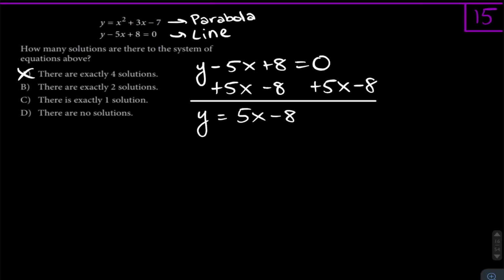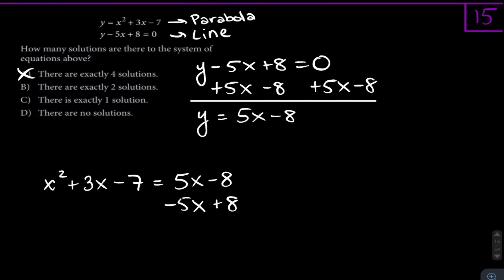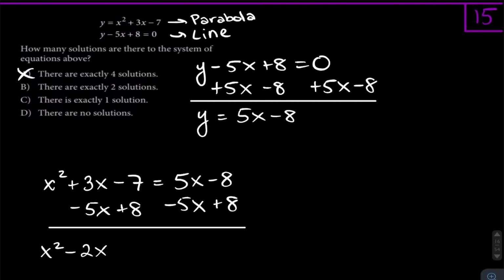And now that we have this, we also have the parabola. We can set them equal to each other. We get that x squared plus 3x minus 7 is equal to 5x minus 8. Subtracting 5x and adding 8 on both sides to get everything to one side, we're going to get x squared minus 2x plus 1 equals 0.